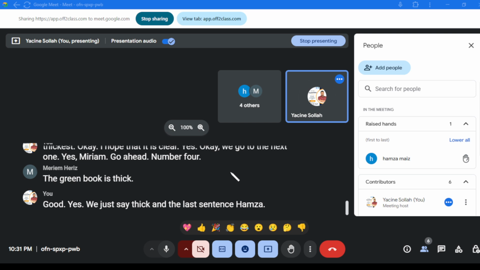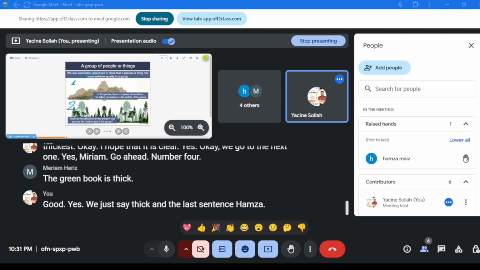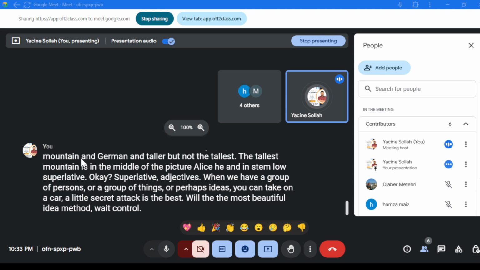خلاص. يعني نستعملوا superlative, okay, superlative adjectives when we have a group of persons or a group of things or perhaps ideas. يمكن حتى يكون أفكار. أقول لك الفكرة نتاعك is the best ولا the most beautiful idea مثلا. مهم نشوف التفاصيل الأخرى. Okay. Let's move on to the next slide.